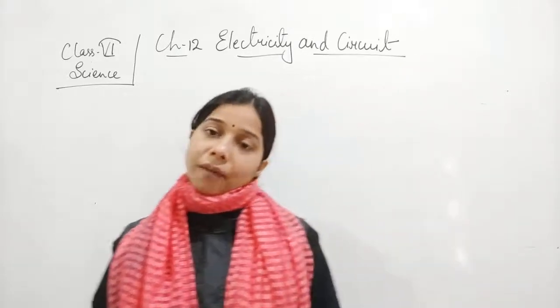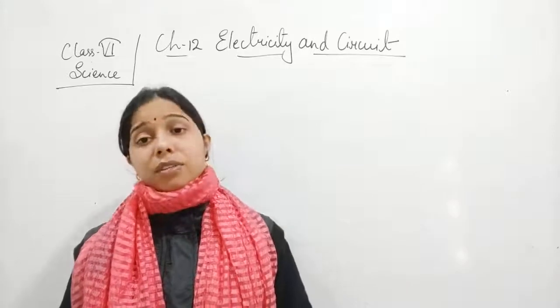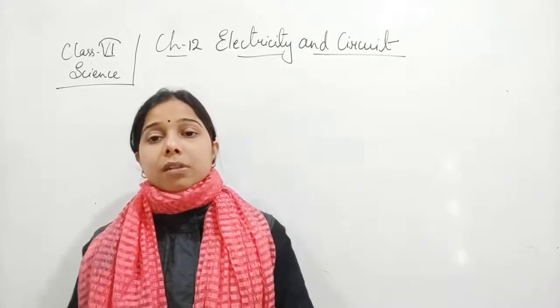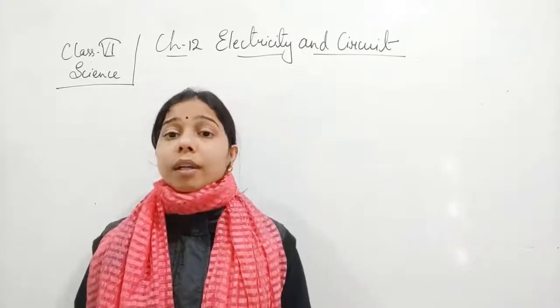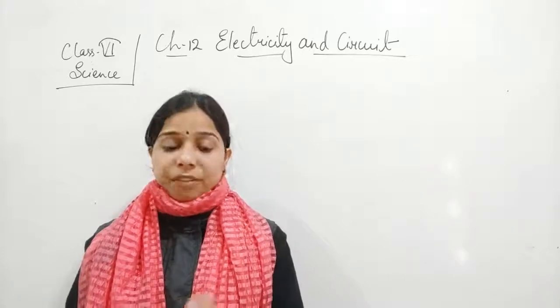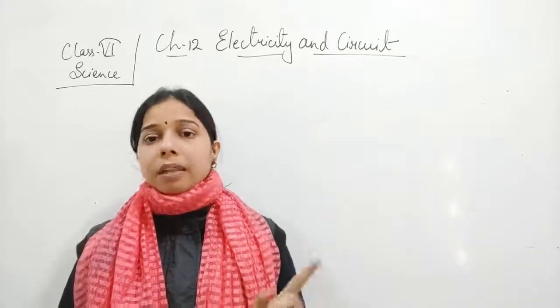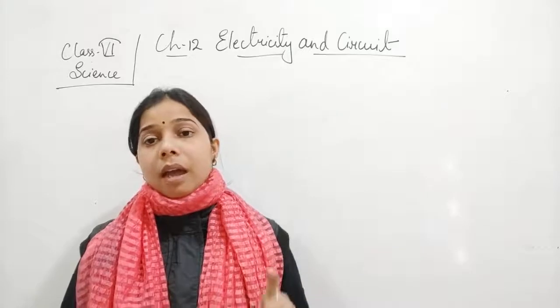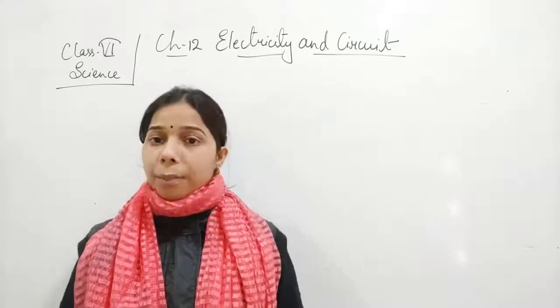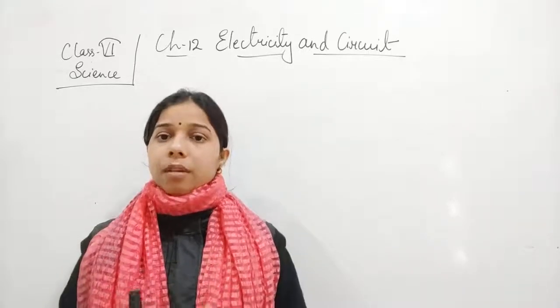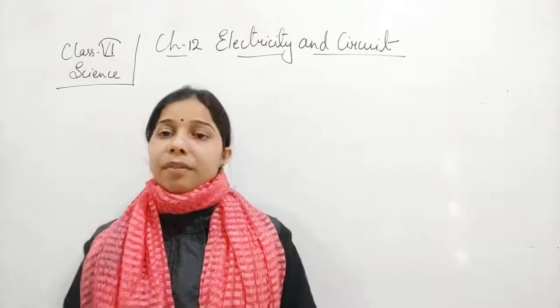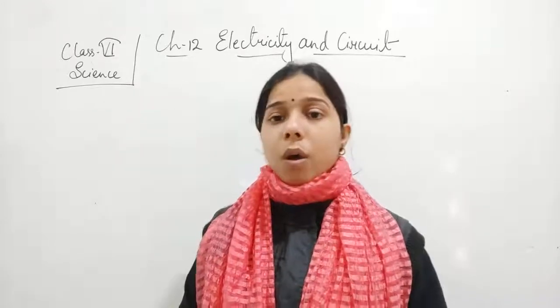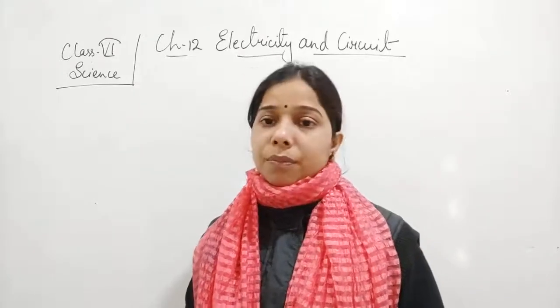So here we have seen one thing, students, that if a circuit is open, then it is known as an open circuit or an incomplete circuit, or if there is a gap in the circuit, that is called an open circuit. And if there is no gap, if it is connected well, connected properly, then we will call it a closed or a complete circuit.